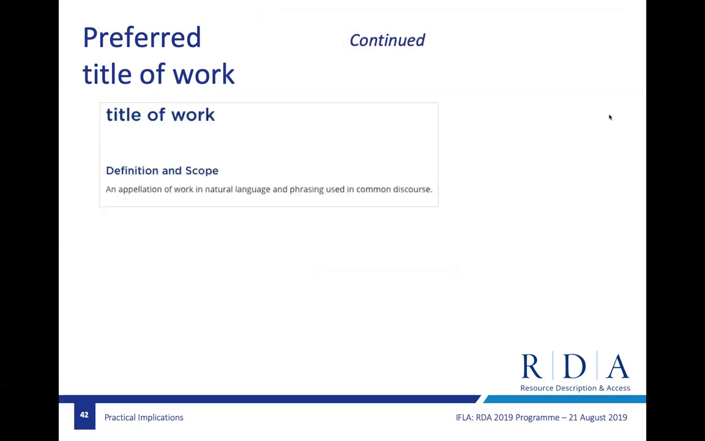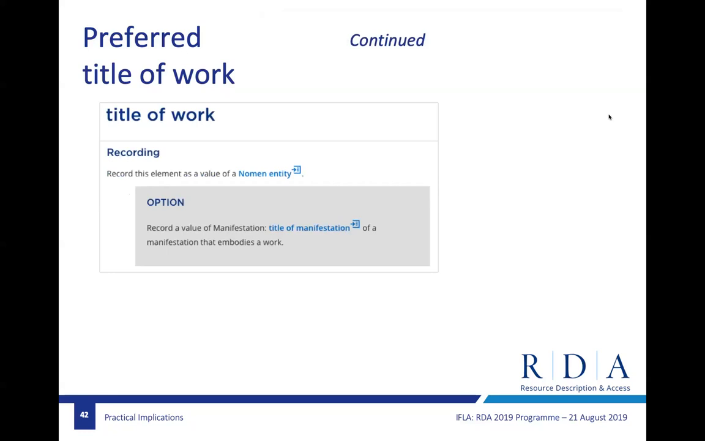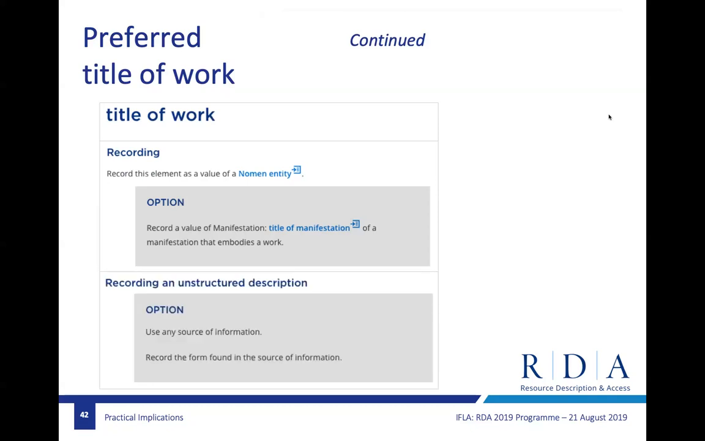Checking out title of work, this is an appellation of work in natural language and phrasing using common discourse. It will be recorded as the value of a nomen entity and will be recorded as value of manifestation, title of manifestation of the manifestation that embodies a work. That loops back again to the title proper discussion we had earlier. And as often with unstructured descriptions, I can use any source of information and record the form found in that source. That gets me back to bibliospace.tech.